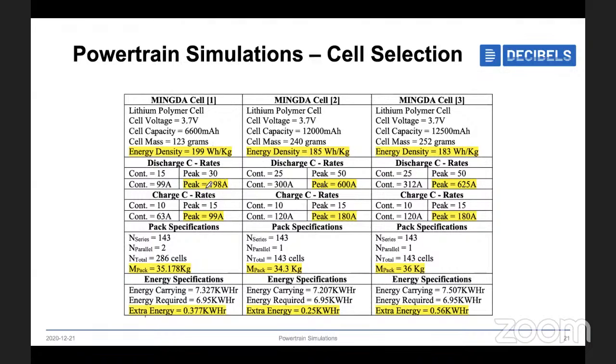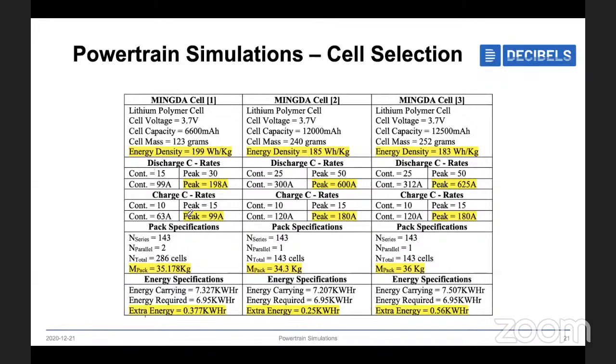So when you do the powertrain simulations, I have shown you some graphs, which means the motor currents and the battery currents. From the battery currents, you can know what is the battery peak current that is needed. So let's say you need 200 amps. Here it is giving a peak of 198 amps, which means we can go with this particular cell, but it's only giving 198 amps. So like that we have to analyze.